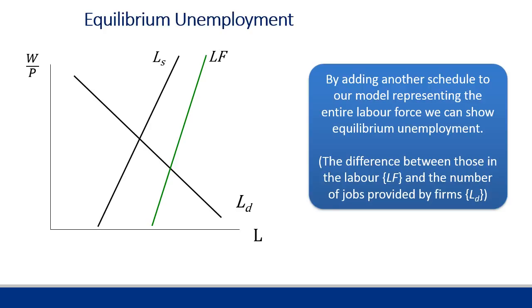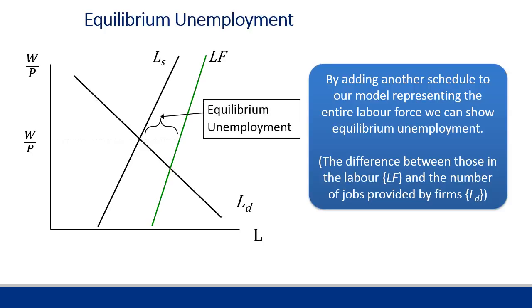And note that equilibrium unemployment is the difference in labour market equilibrium between the labour force and the level of jobs provided by firms' labour demand. This here is forced unemployment, if you like, or involuntary unemployment. Even though people are prepared to work at the equilibrium wage, there is still some level of unemployment in the economy.